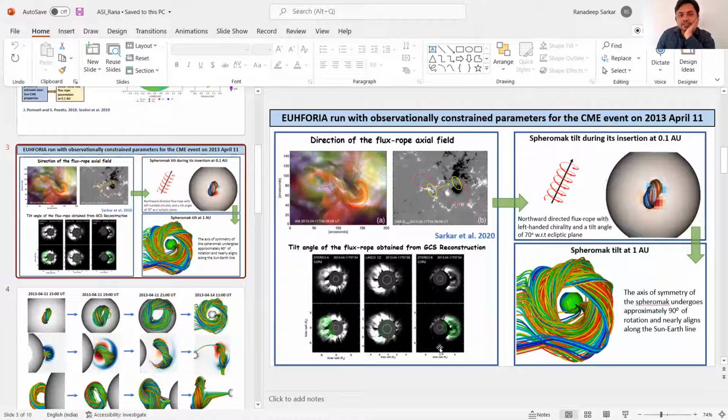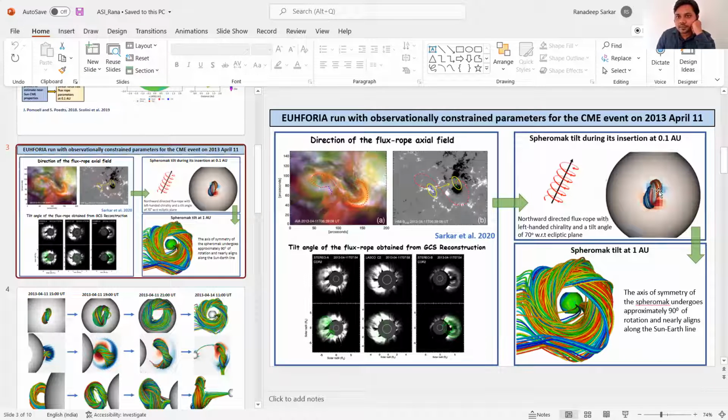Although the GCS reconstruction only gives you the tilt, but doesn't give you the axial direction. So combining these two factors, we determine the axial direction. So the GCS tilt is more or less the axial direction of the magnetic axis of the spheromak that we constrain at 0.1 AU. And of course, we have the observations of GCS. Let's suppose I constrain it at 15 solar radii or 10 solar radii, and I consider that this will be maintained up to 0.1 AU, that means 21 solar radii.